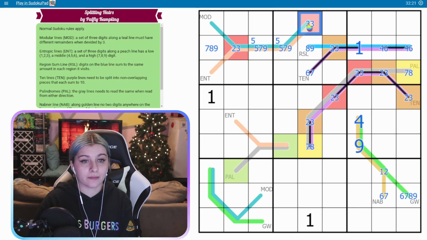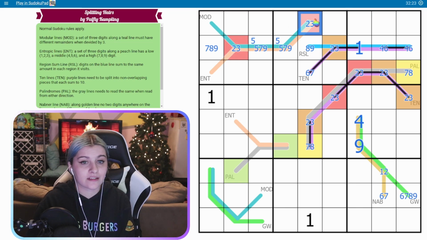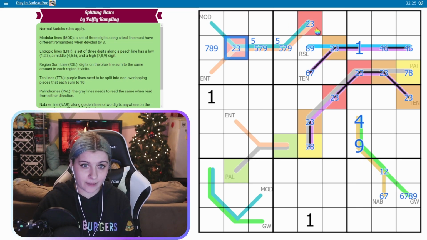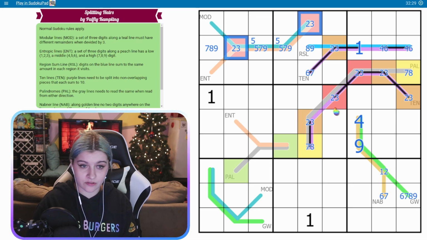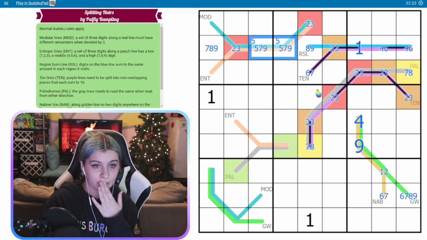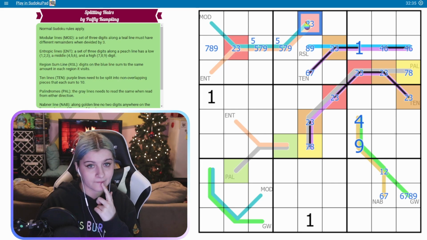This is the same number. I need to remember that this is the same 2, 3, not a different 2, 3. If these are 2, then I don't want to use a 5, and that would be broken. So these are just 3.